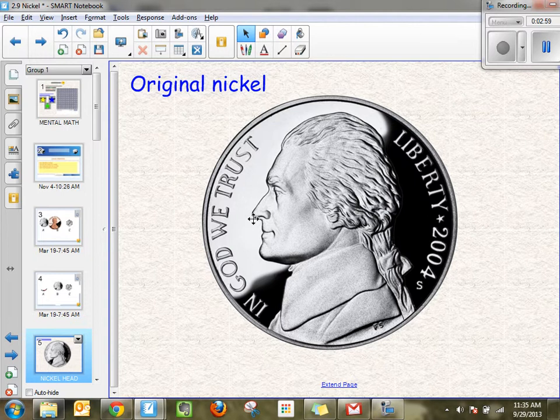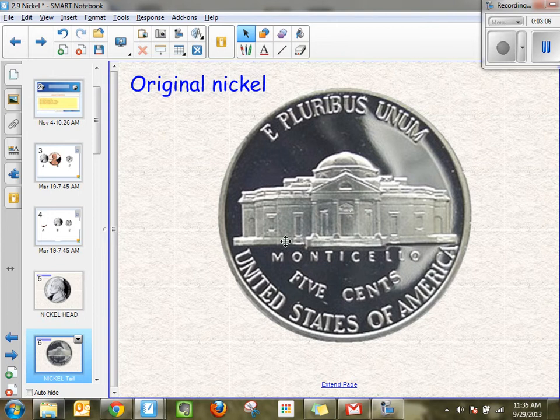We would say a nickel is silver in color. And then we have a head side, just like we have a tail side. So you can see here is a tail side. On the back there is a famous building called Monticello. And again, just like the penny, it says 5 cents. So it tells you how much it is on the back with letters. The penny had 1 cent written on the back, and this nickel, since it is worth 5, says 5 cents.